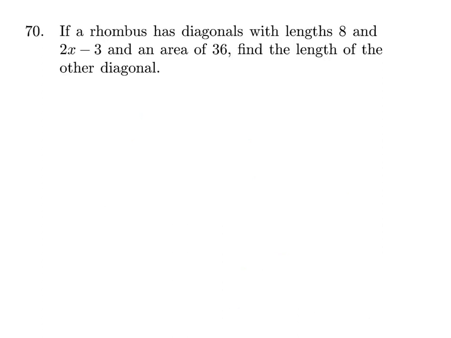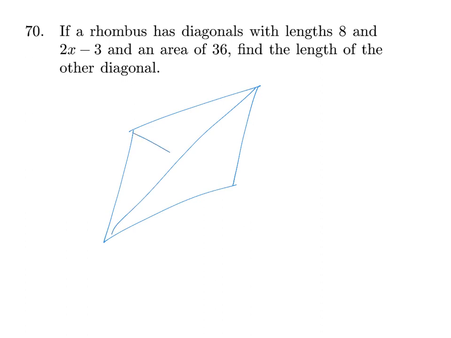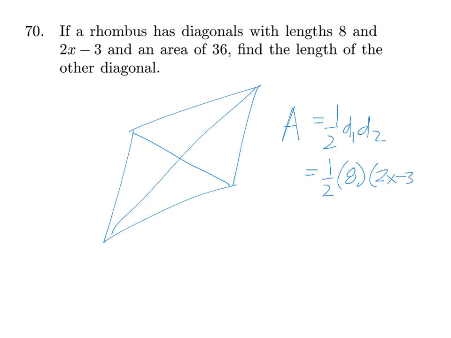Done. All right, if a rhombus has diagonals with lengths 8 and 2x minus 3 and an area of 36, find the length of the other diagonal. Rhombus, diagonals with lengths 8 and 2x minus 3. So the area formula is half diagonal 1 times diagonal 2. Half of diagonal 1, which is 8, and diagonal 2, which is 2x minus 3, and the area is 36.